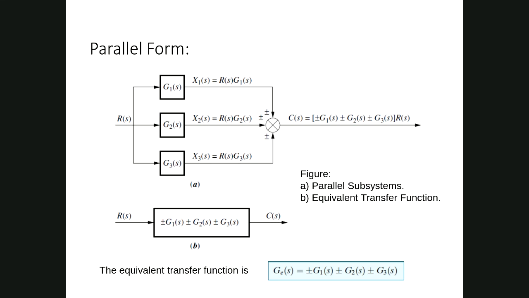Right? Like this now, we have G1, G2, G3. At the output of each, it will be R, because R comes in here, R goes in here, R goes here. So it will be R times G3 here, R times G2, R times G1. And then at the output here, it will just be the summation of those signals. Look at it, we are saying plus or minus, so it will be plus or minus, depending on what it is.